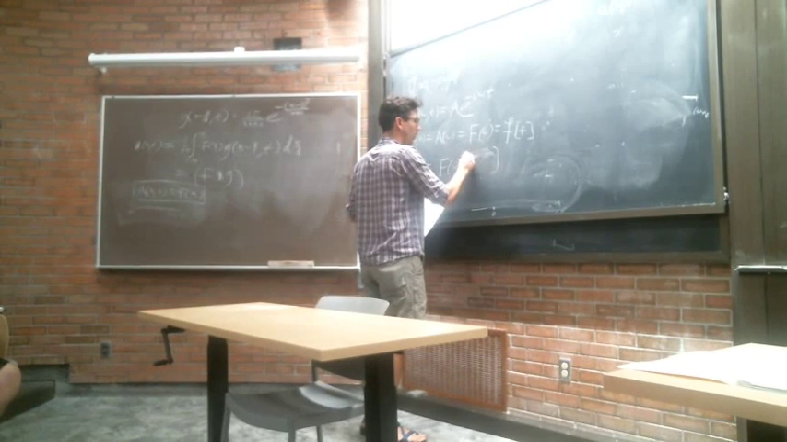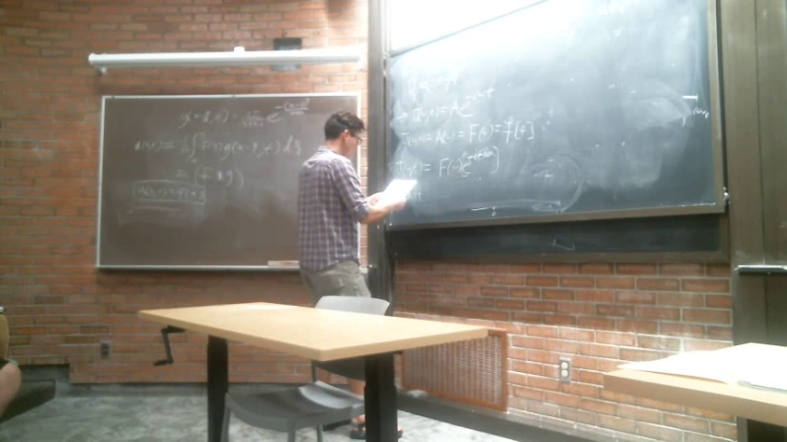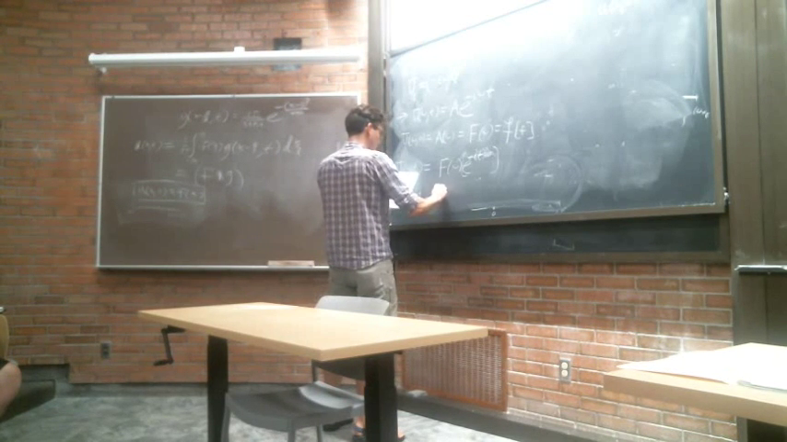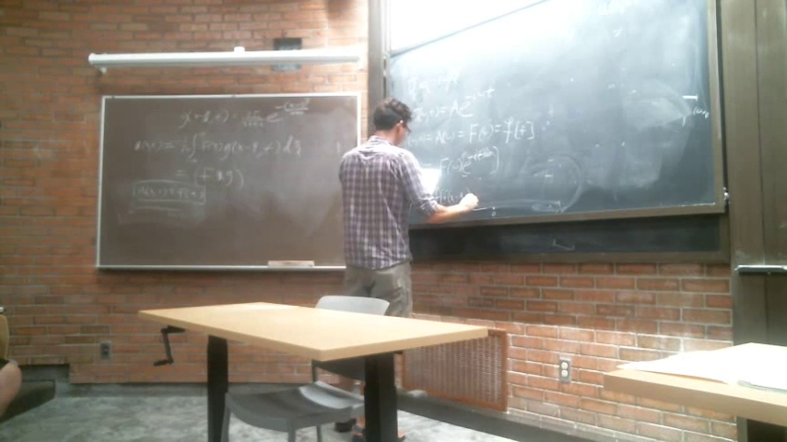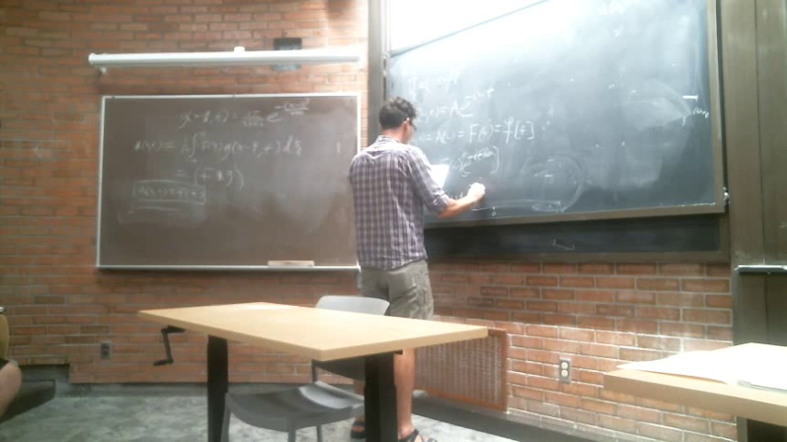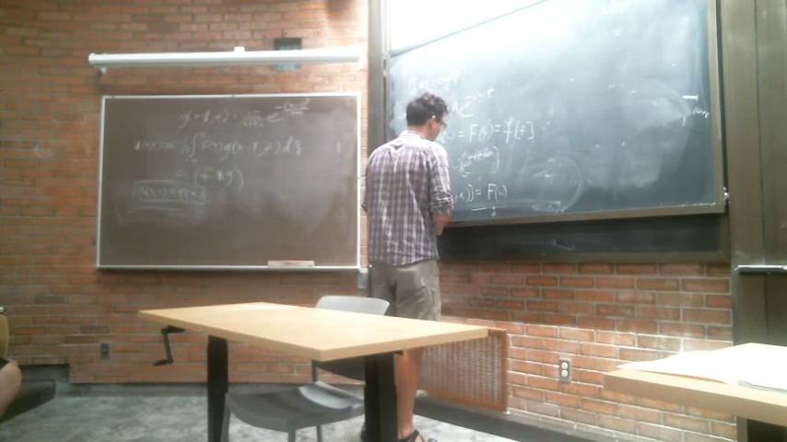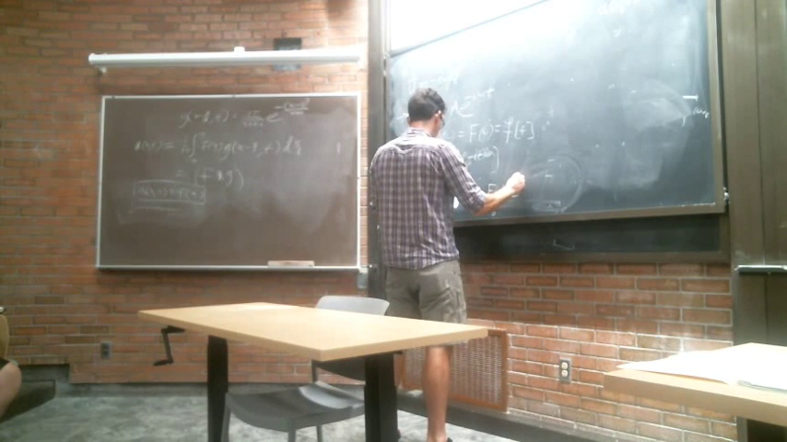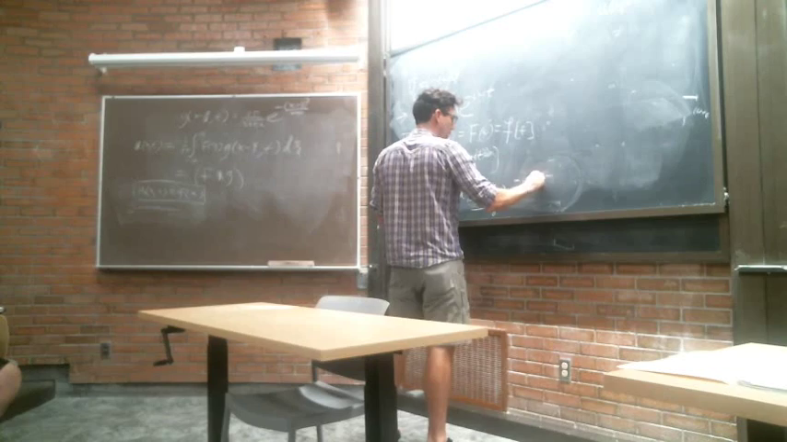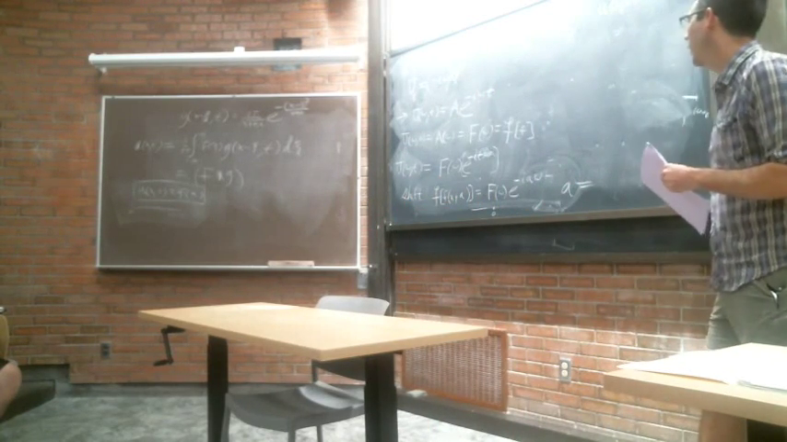So let's say this is i t omega. The shift theorem states the following: the Fourier transform of f(x plus a) is equal to whatever the Fourier transform of f non-shifted is, times e to the negative i a omega. So what is a in this case? t.